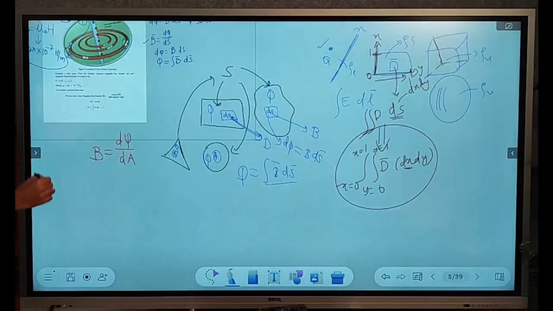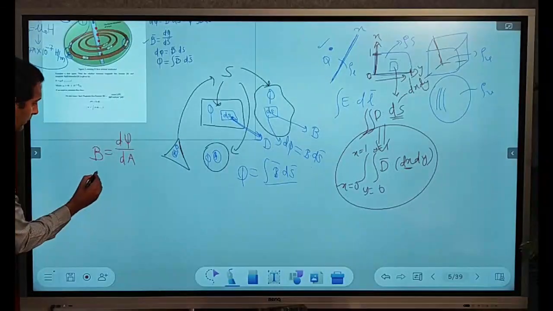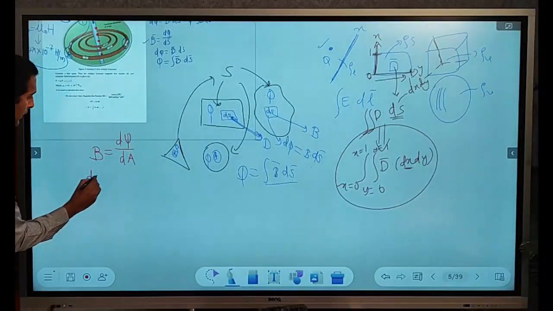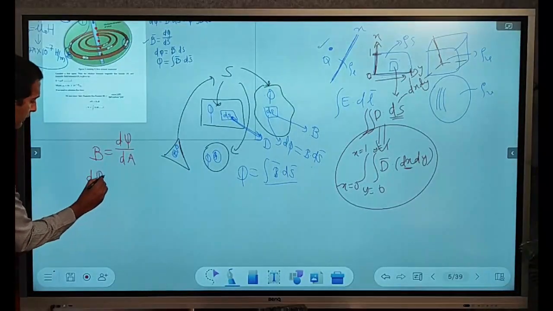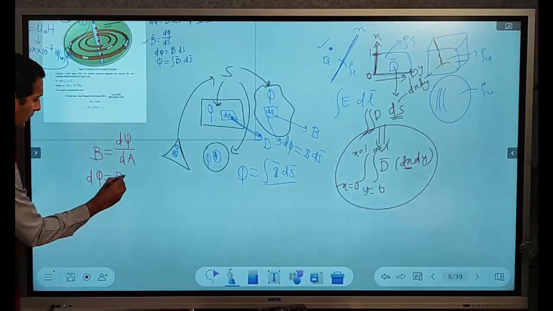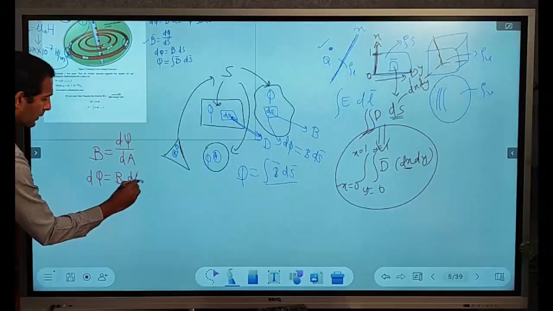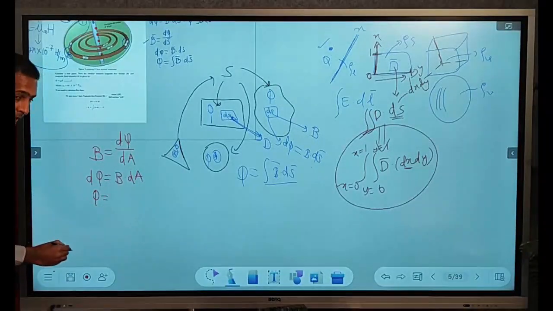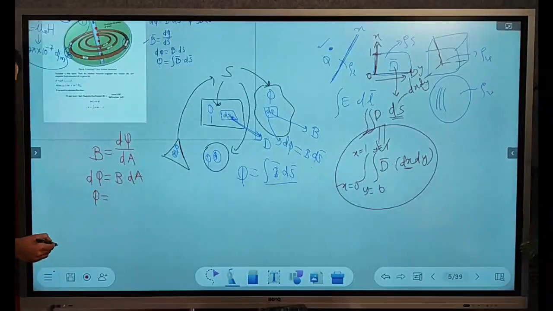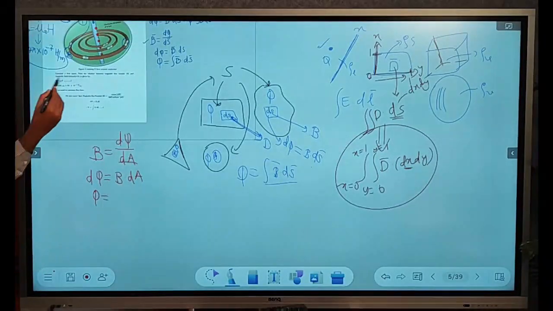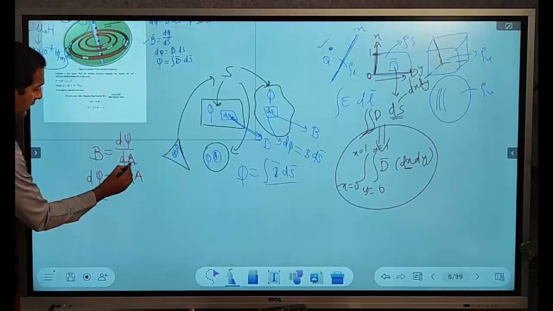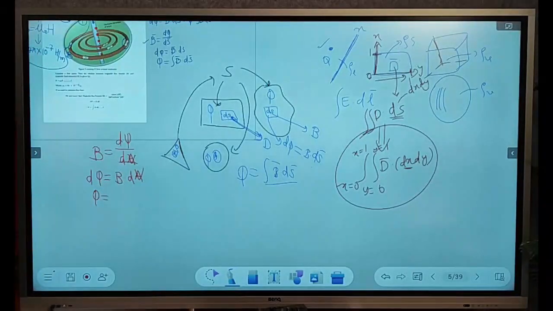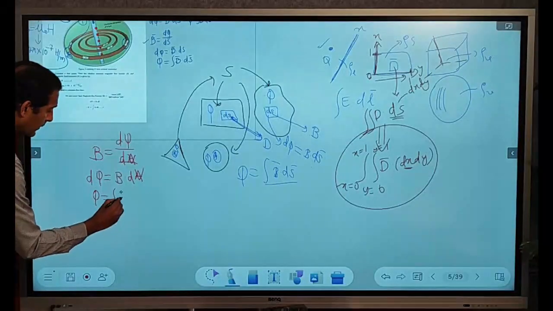Or if it is a cube, then what can we write? Say dA. From here we can write d phi is equal to B into dA. If I want to write phi equal to, which integration will I write here? Double or triple? It is area for a volume. So say we will write dV for simplicity. So for dV how many integrations? 3 integrations, triple.